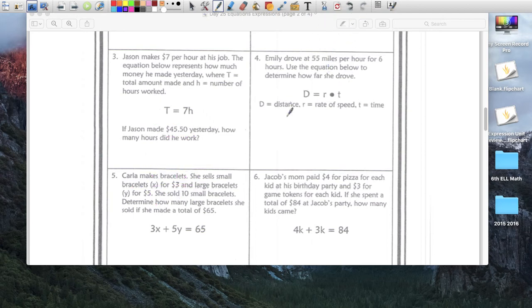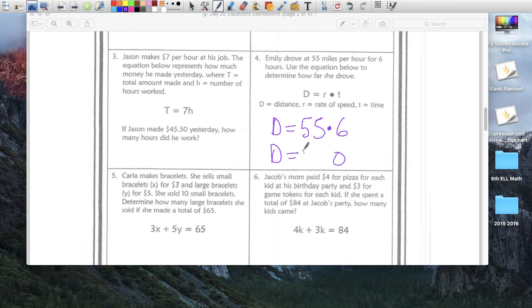Okay. D equals R times T. We've seen this a couple times in class. Emily drove 55 miles per hour for 6 hours. Use the equation to determine how far she drove. So D is distance, to find out how much she drove. To find out distance, what was her speed? 55 miles per hour, the rate, right? And how many hours did she go at 55 miles per hour? 6 hours. So the total distance D is this.